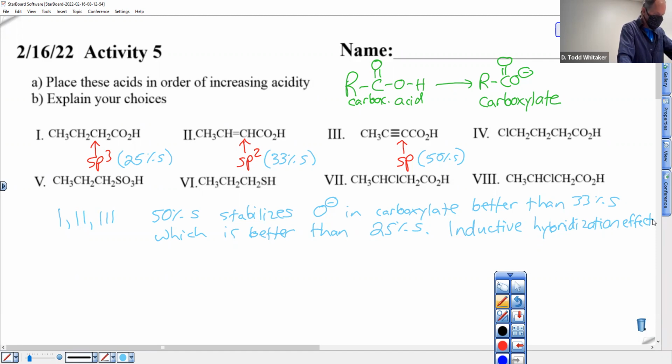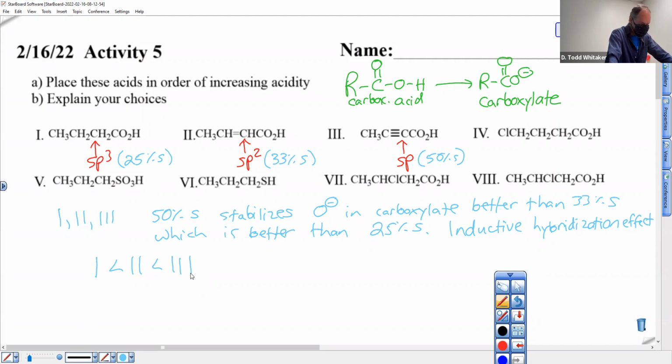So that would make 3 the best, right? And 1 the worst. So we got 3 of them worked out. 1 less than 2, less than 3, based on that. It's going to be easiest to make the carboxylate from 3, hardest to make it from 1.